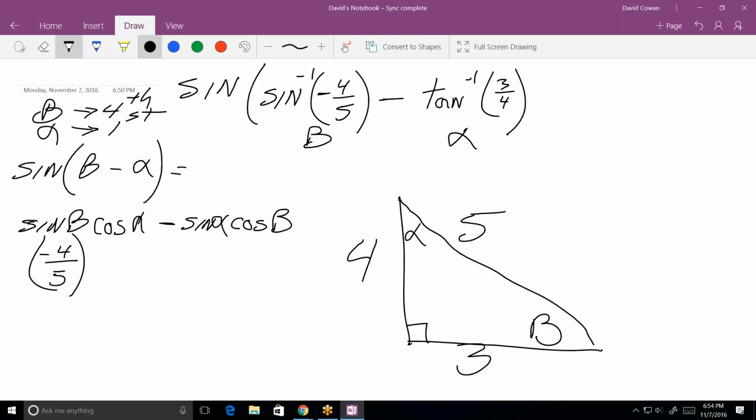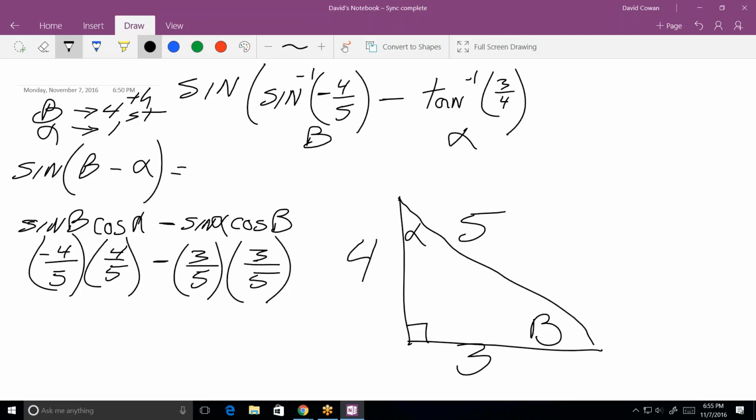What's the cosine of alpha? 4/5, but positive. Correct, because it's first quadrant. Minus the sine of alpha? Which would be 3/5. Positive. Mm-hmm. Times the cosine of beta. Which is 3/5, still positive. Correct, because cosine's positive in the fourth quadrant.